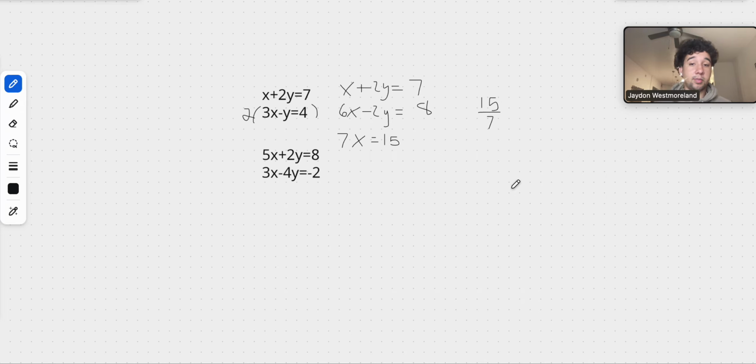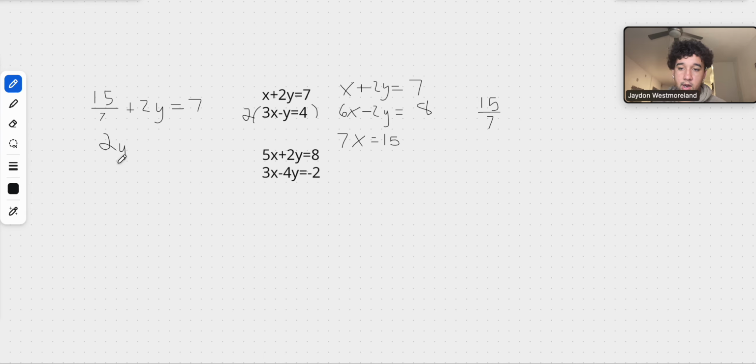Now, same thing, I'm going to plug it back in. This time I'm going to plug it back into the top one. The reason why is because I don't have to multiply it by anything. It's just x by itself. So I'm going to have 15/7. Let me just write this over here. 15/7 plus 2y is equal to 7. I'm going to subtract by 15/7 on both sides.